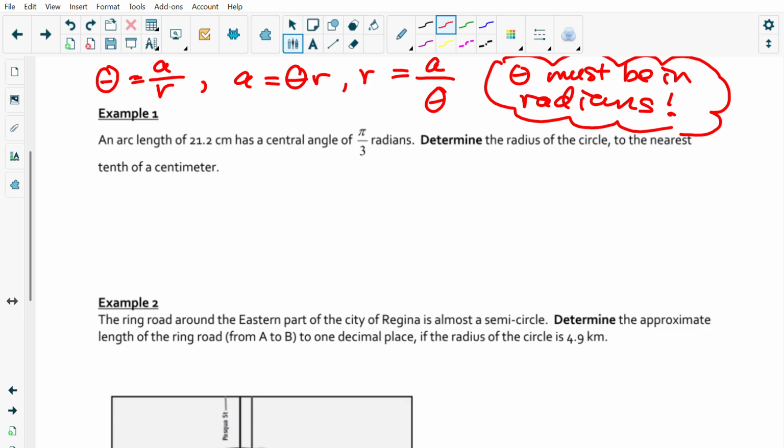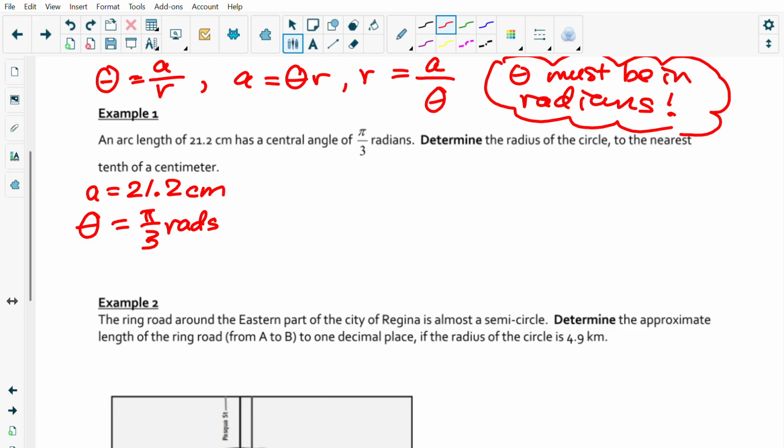Example 1, an arc length of 21.2 centimeters has a central angle of π/3 radians. Determine the radius of the circle to the nearest tenth of a centimeter. Let's list all the things that we're given. What do we have? What do we need? Arc length 21.2 centimeters. Good. Our central angle theta is π/3 radians.